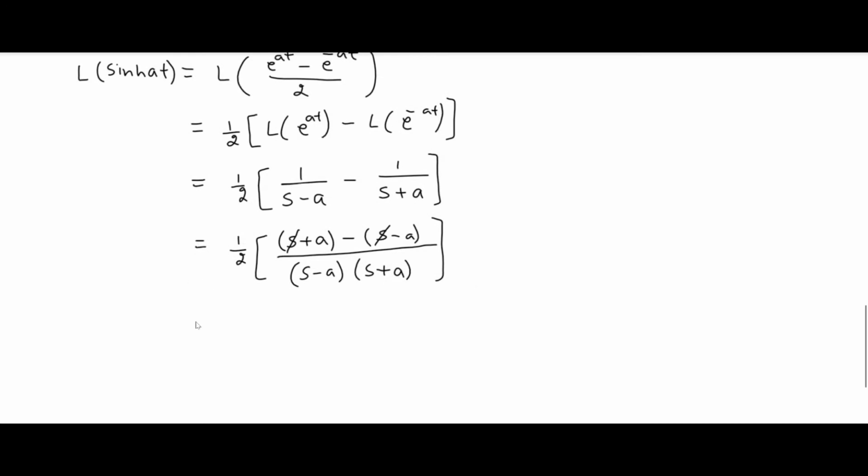You will be getting it as 1 by 2 times of, it is a, minus of minus will become plus a. So that will be plus a. So you will be getting a plus a divided by, it is a minus b, a plus b form. So a square minus b square will be nothing but s square minus a square.